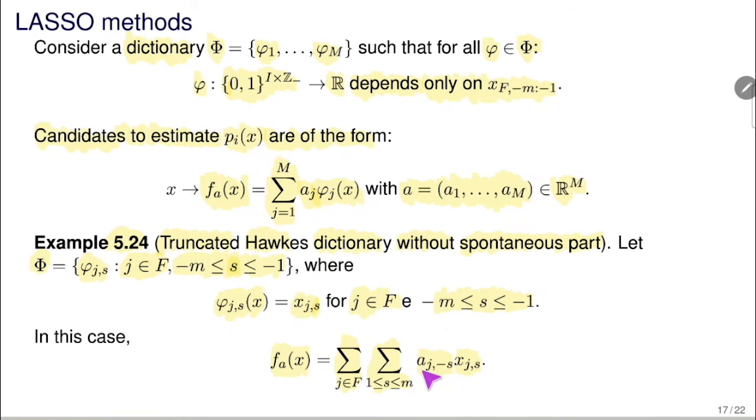The idea is that we want to select the coefficients a_{j,s}, which best approximate the pi of x. In this example, the size of the dictionary, which is M, is equal to the cardinal of F times m. And observe that the functions phi_{j,s} are cylindrical because they depend on the neurons j in F and times s between minus m and minus 1 only.